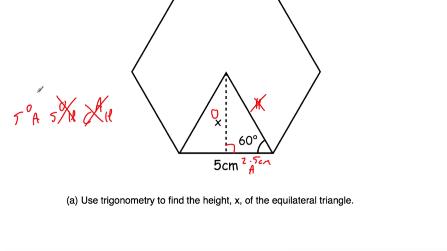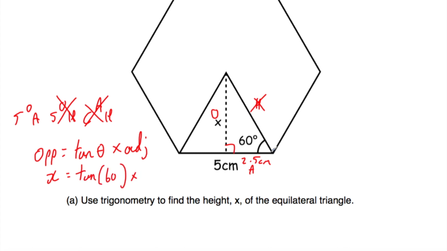So in this question, we're going to be using tan. Now we want to find the opposite, so we cover up the opposite. That means the opposite is equal to the tan of the angle multiplied by the adjacent. So let's write that down. The opposite is equal to the tan of the angle multiplied by the adjacent. In this question the opposite is x, so x is equal to the tan of 60 degrees multiplied by the adjacent, which is 2.5 centimeters. So if we do the tan of 60, making sure we close brackets, multiplied by 2.5, that'll be the height of the triangle.